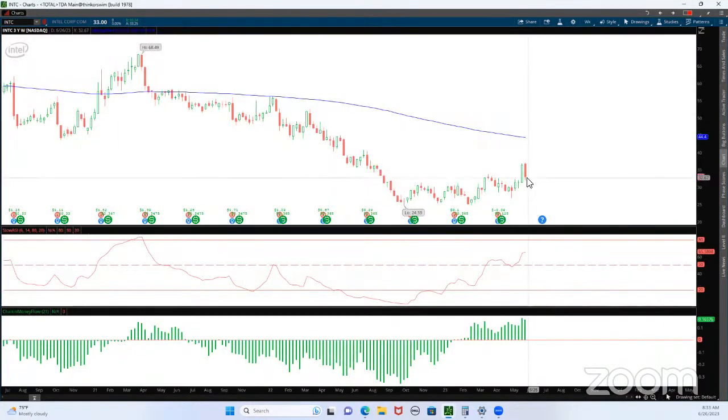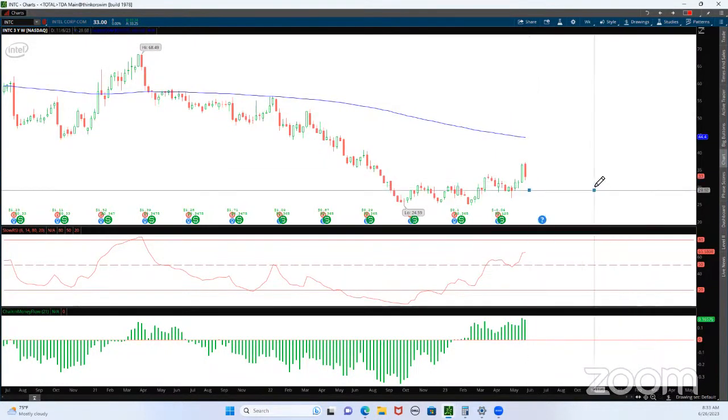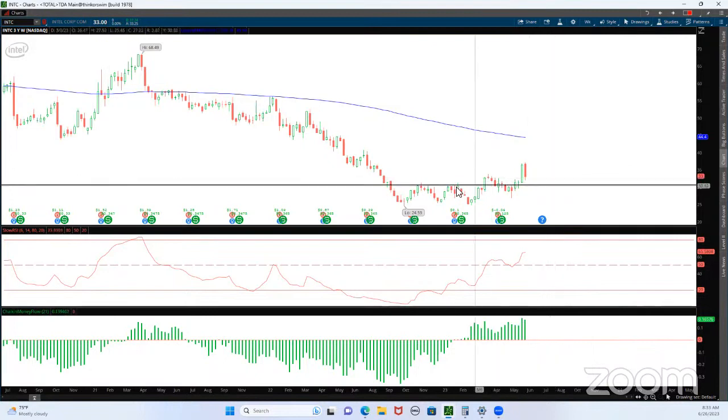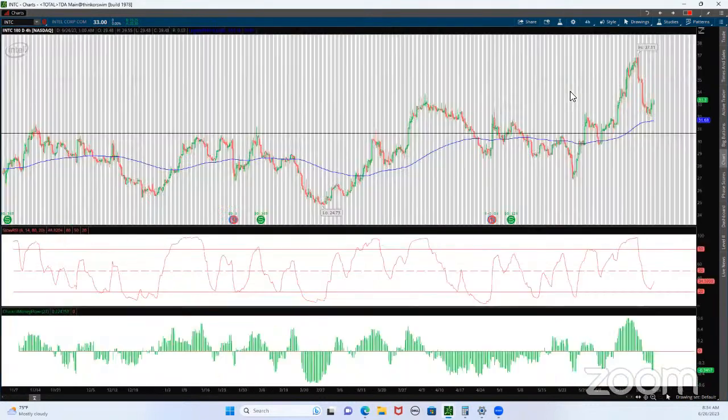Look at that. You're probably gonna come back and test this level. It did break this wall here, and you had a little big move right here, which is good. But you see the pullbacks coming. It'll probably come back down to about 30.7. Let's see where we're at right now. The 4 hour.